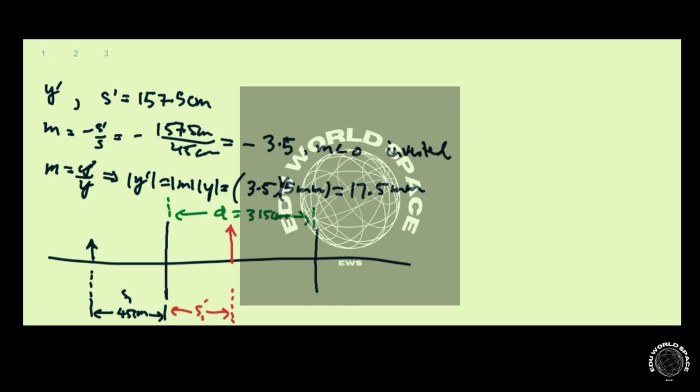Okay, so now this is S2. S2 is the object distance for this second lens. Clearly, S2 is D minus S1 primed. So S2 is the separation between the lenses minus the image distance of the first lens. That gives us the object distance of the second lens.